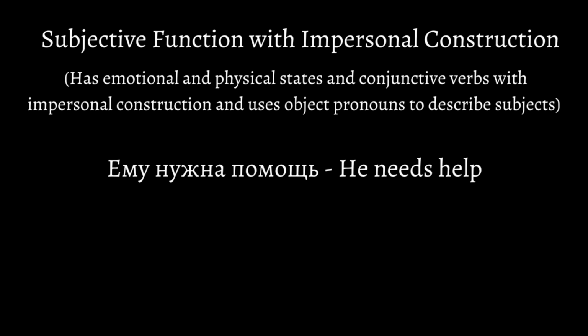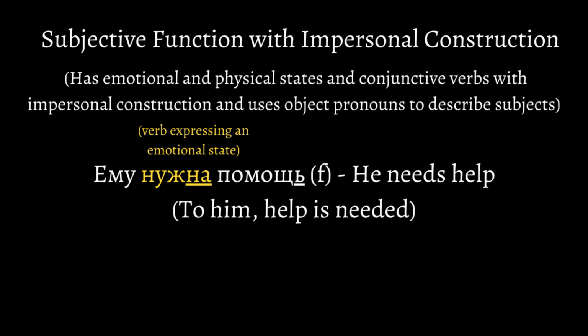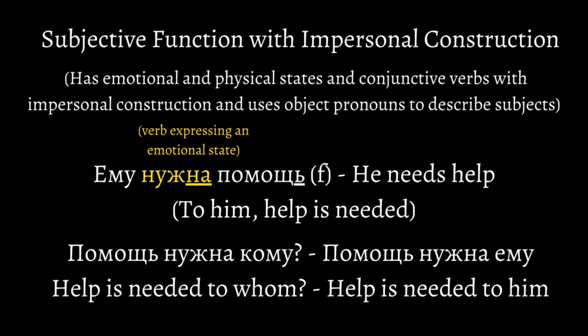He needs help. In this case, we have a verb in an emotional state, and also we're using the feminine нужна to fit the feminine noun помощь. It doesn't really mean he needs help as much as to him help is needed. If you want, you can rephrase the words so it's similar to English. Помощь нужна кому? Помощь нужна ему. Help is needed to whom? Help is needed to him. In addition, ему is the object to whom something is addressed. This is how addressing works in the dative with object pronouns.